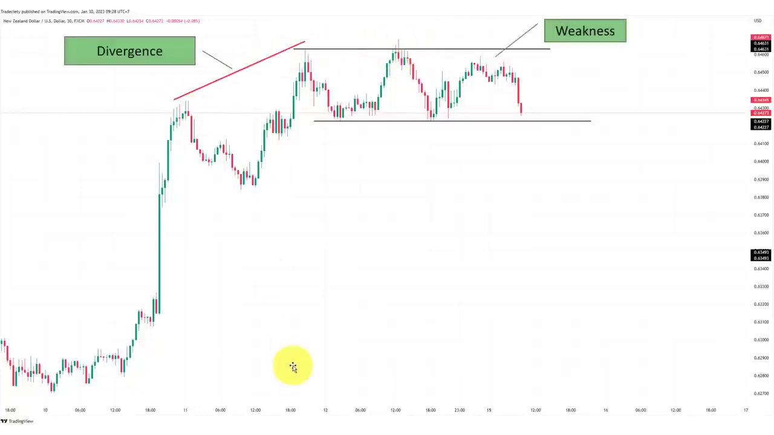Also, if you would add an RSI or stochastic or a MACD, you would see that this gives you a divergence right here, because the strong impulsive wave was not followed by another impulsive wave as strong, so we can see there's a lot of weakness coming in.